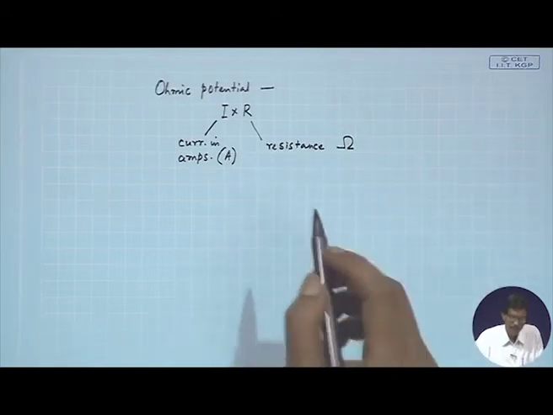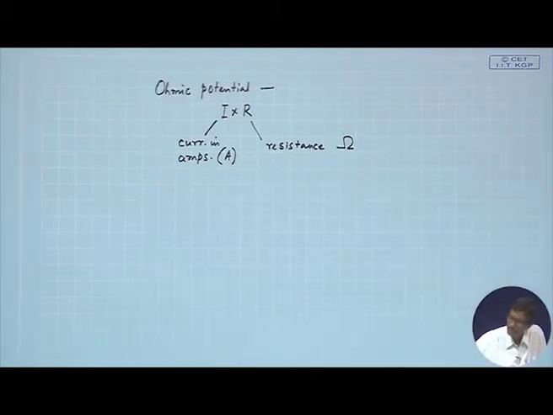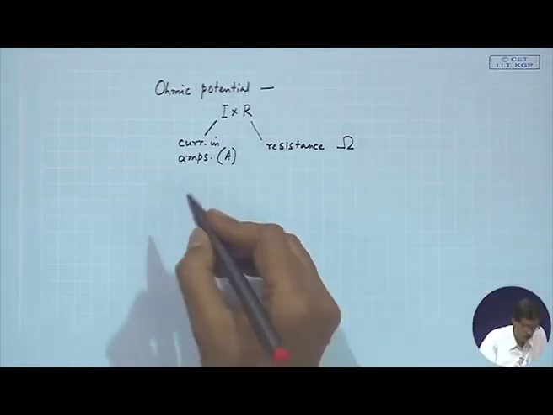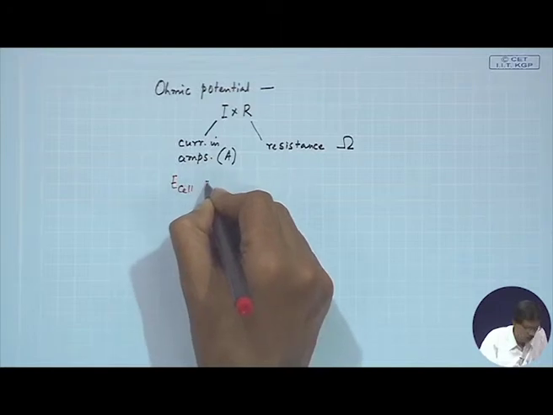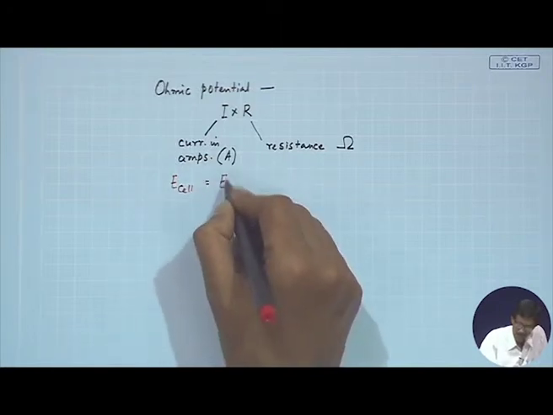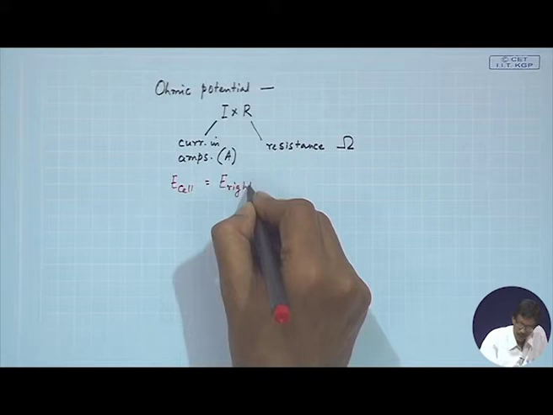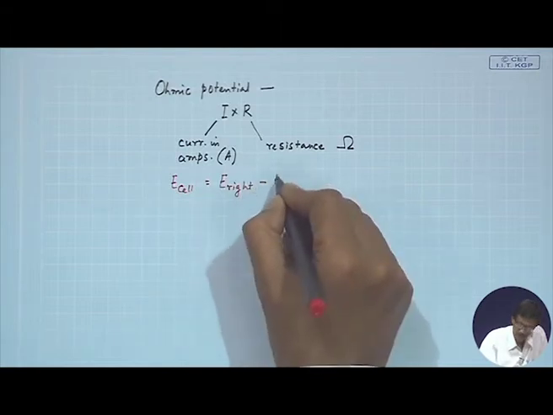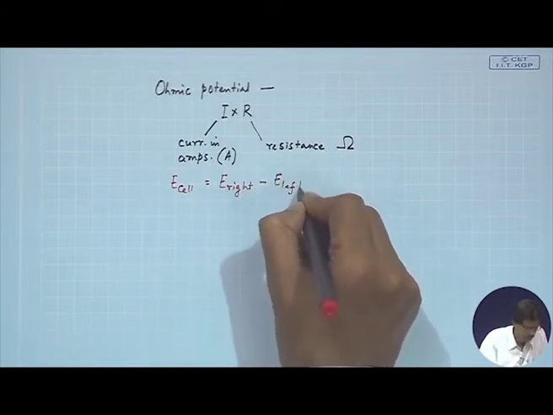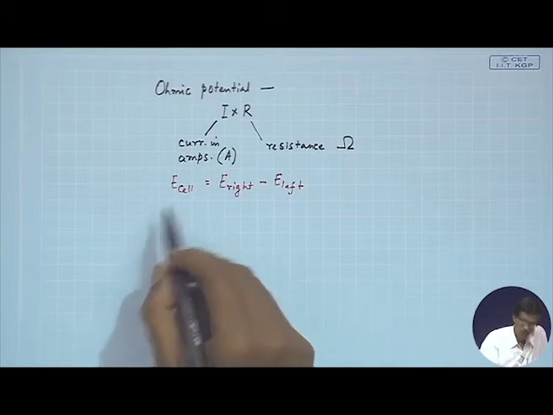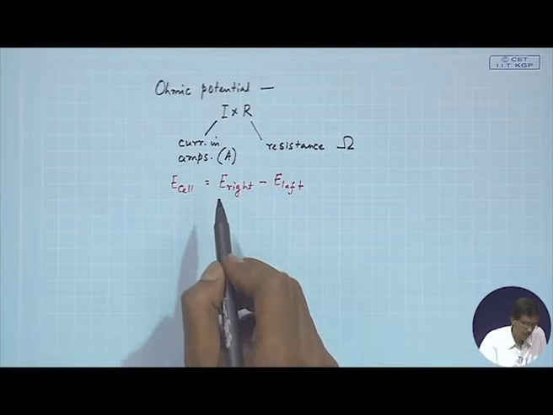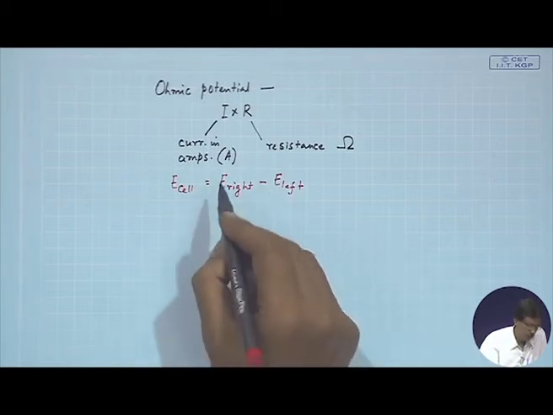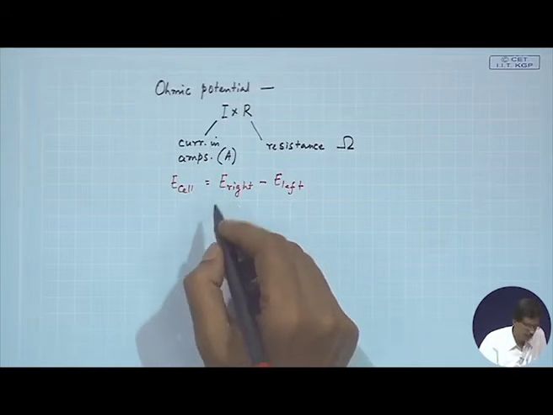So, now that we have that particular intention, how do we measure the corresponding E cell? As we know in all other previous cases, E cell was E right minus E left. Now, we have to generate a current of I amperes in the cell. So, we must apply some potential which is higher than the potential required for the corresponding cell.